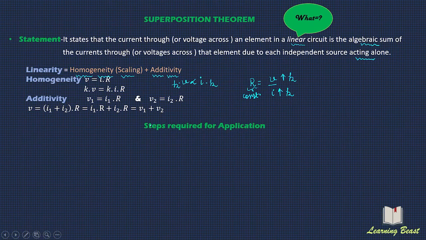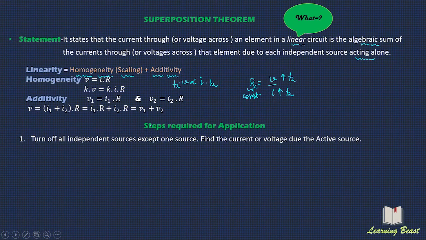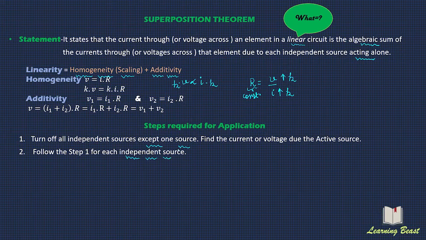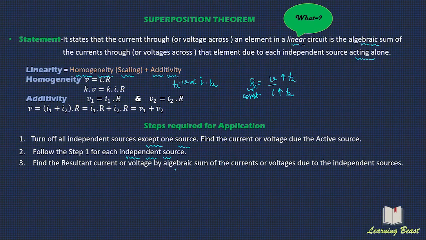Now, what are the steps required for application? So turn off all independent sources except one source. Find the current or voltage due to the active source. Now follow step 1 for each independent source. Find the resultant current or voltage by algebraic sum of current or voltage. Algebraic means sum with their direction in case of current and polarity in case of voltage.